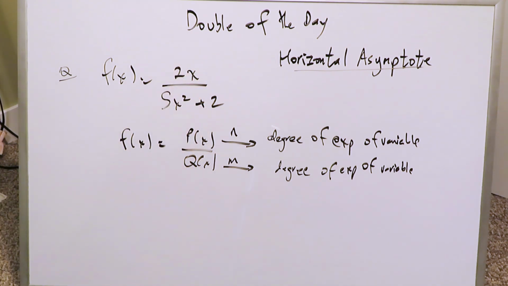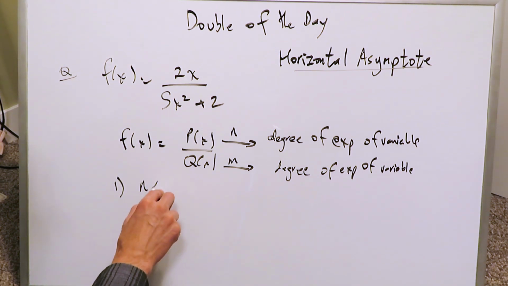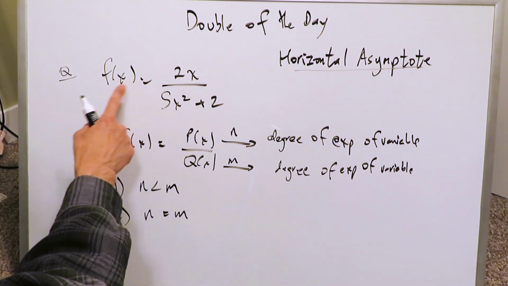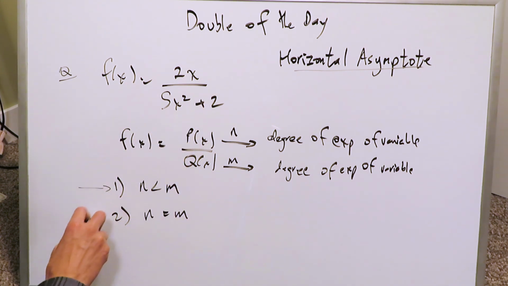You're only going to have horizontal asymptotes in two cases. One, in the first case if n is less than m, and in the second case if n is equal to m. If ever n was larger than m, you're not going to have a horizontal asymptote. So whenever you're looking at these types of questions, look at only these two cases. That's where you're going to generate your horizontal asymptote.